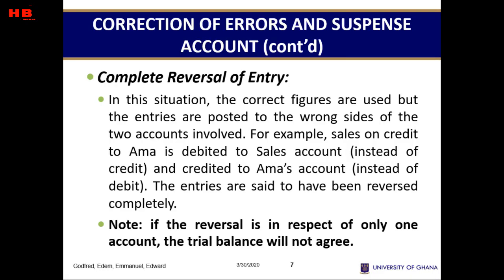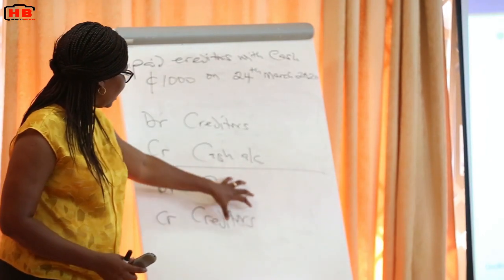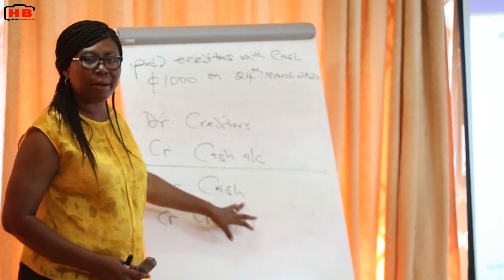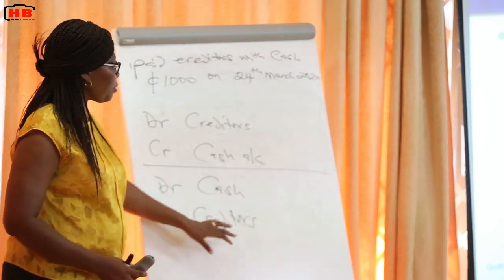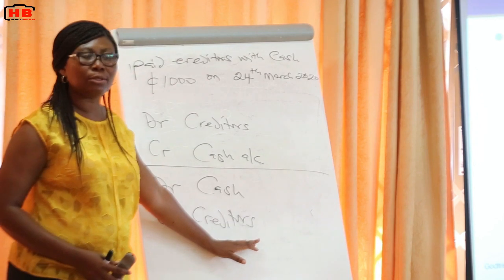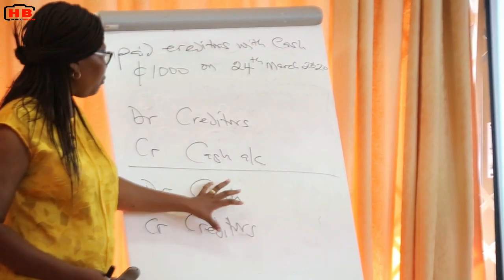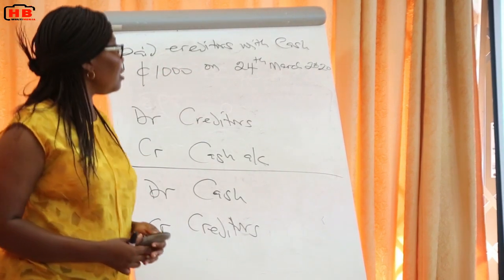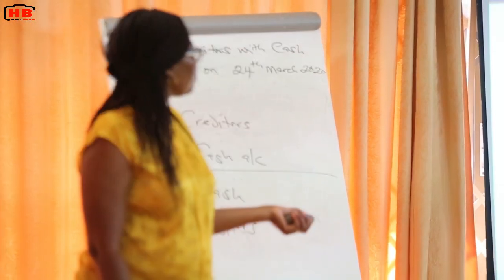If we reverse in respect of one of the accounts alone, there will be an imbalance. What it means is that if in trying to reverse this, we go back and credit the cash with the amount, it means that the creditors balance will still hang. And so we'll have to reverse the whole entry and then do the right thing. And that is the complete reversal.